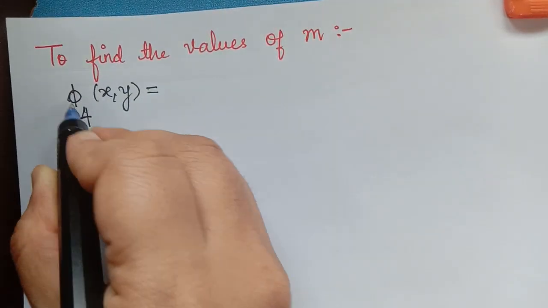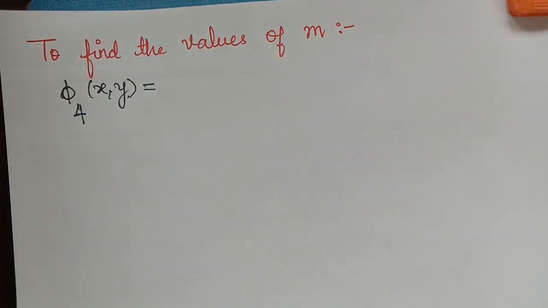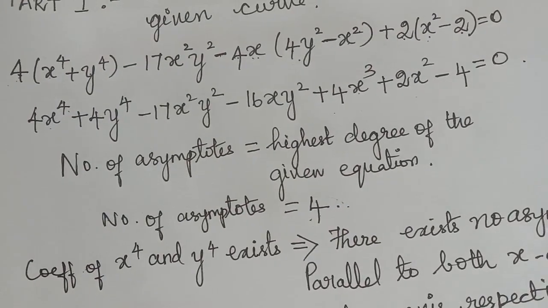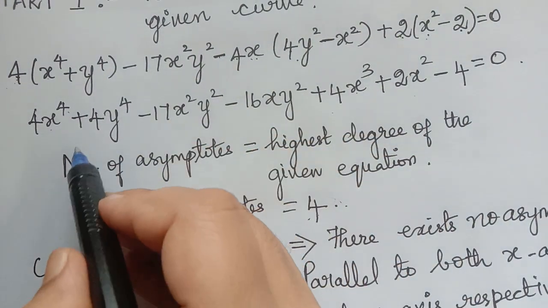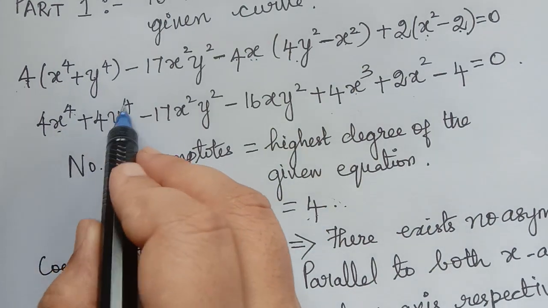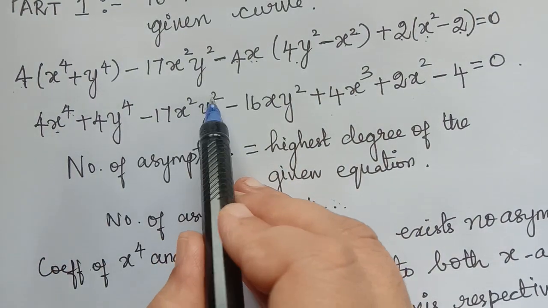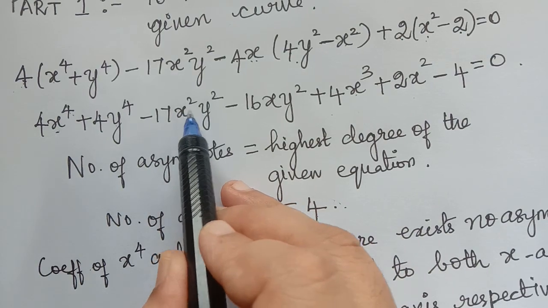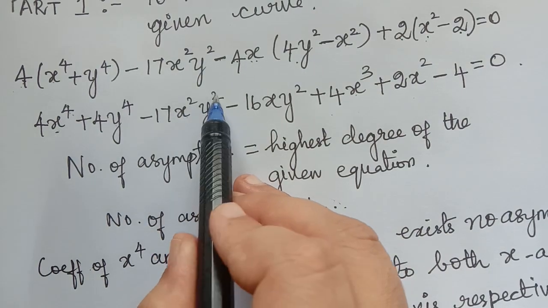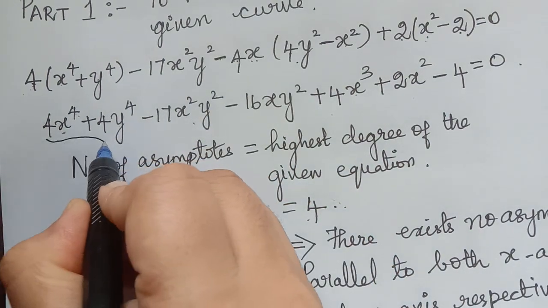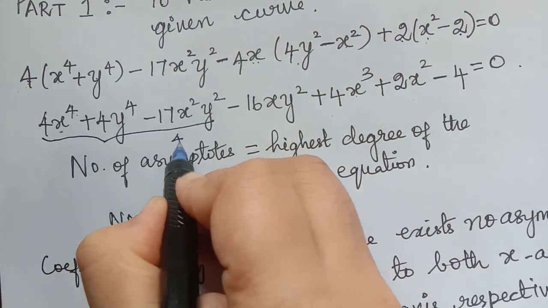So what is P4 of x comma y? All those terms with degree 4 have to be taken and written. Now if we observe here, what are the terms with degree 4? So if you see x power 4, y power 4, and here x square y square, when you add the powers, the degree of x is 2 and the degree of y is 2, so the total degree for this term is 4. So these three terms have degree 4.